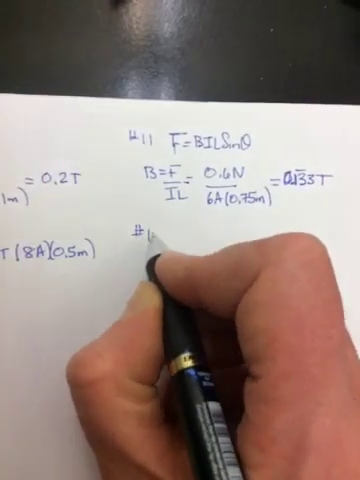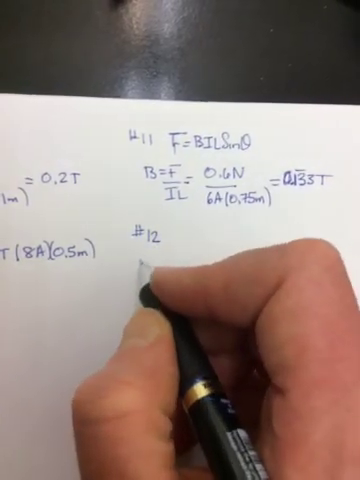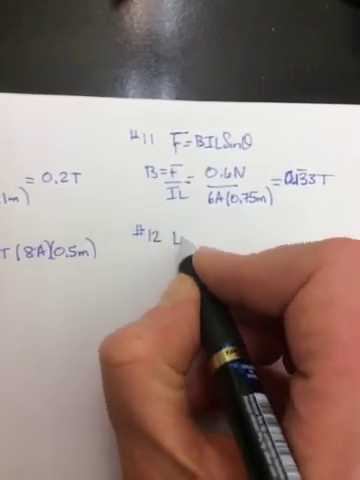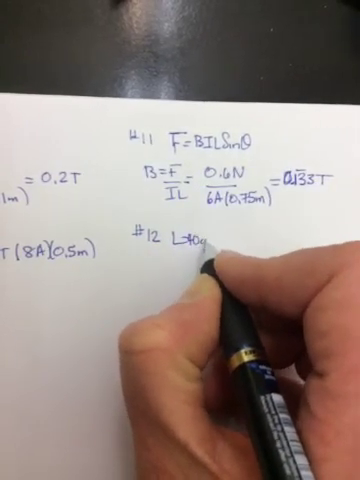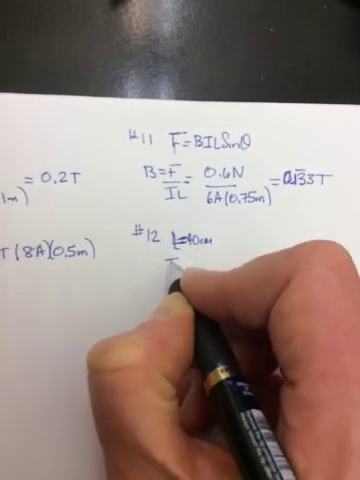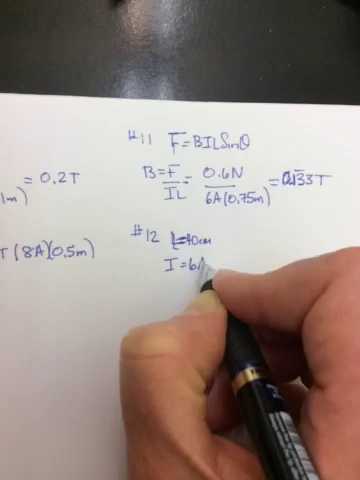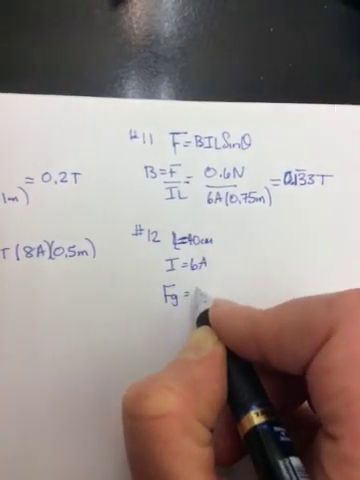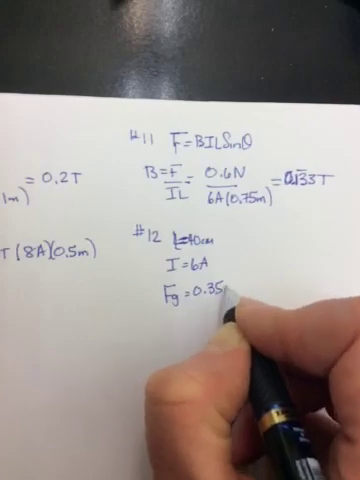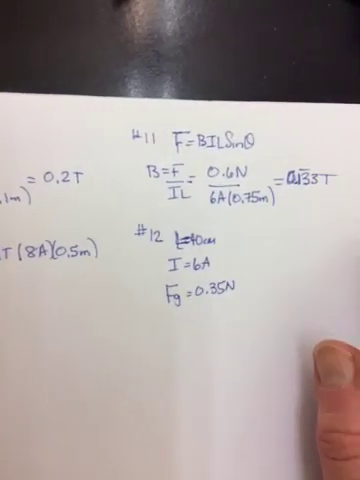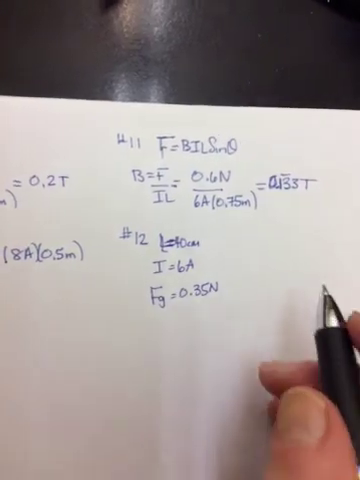Teslas. Number 12. A copper wire that is 40 centimeters long carries a current, so L is 40 centimeters, carries a current of 6 amps and weighs, so Fg is 0.35 newtons. A certain magnetic field is strong enough to balance the force of gravity on the wire. What is the strength of the field?